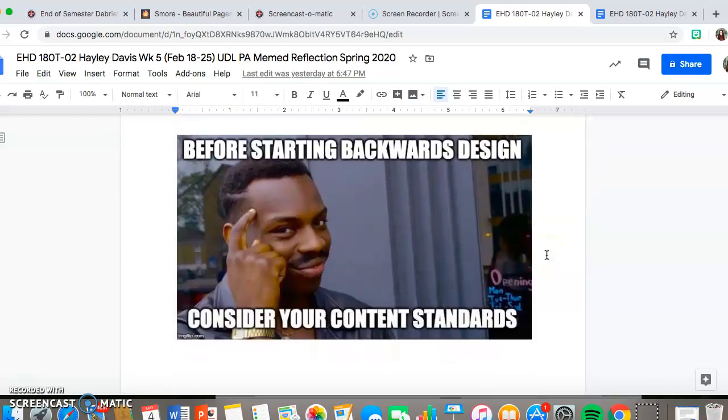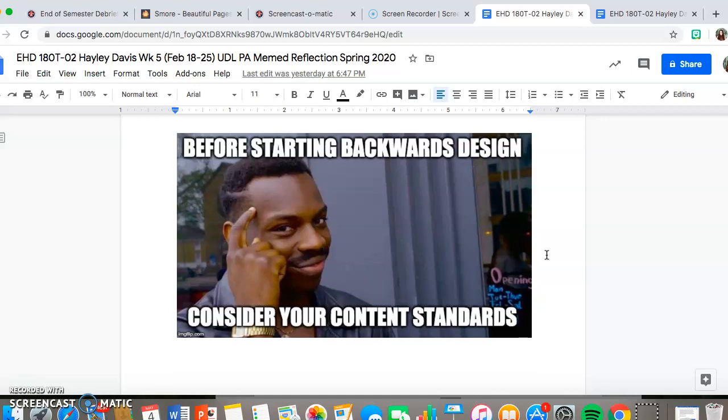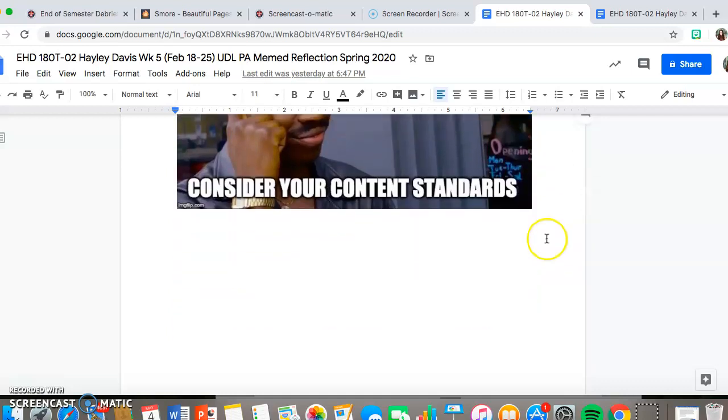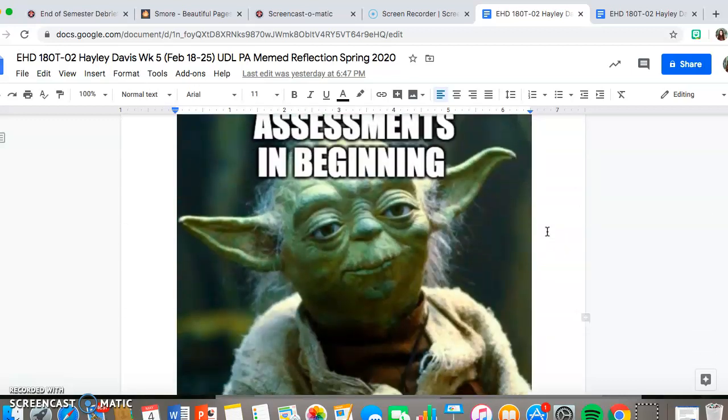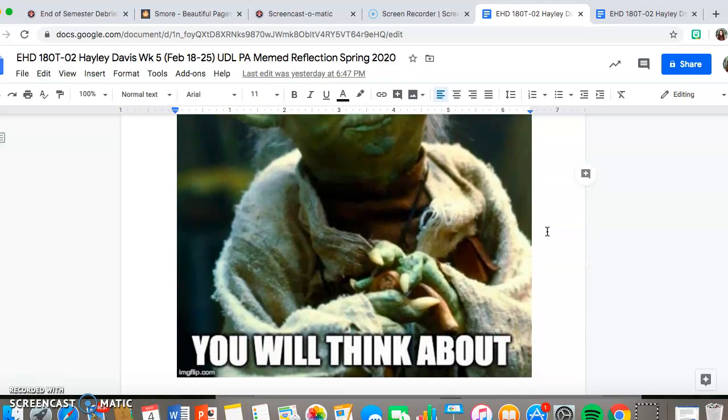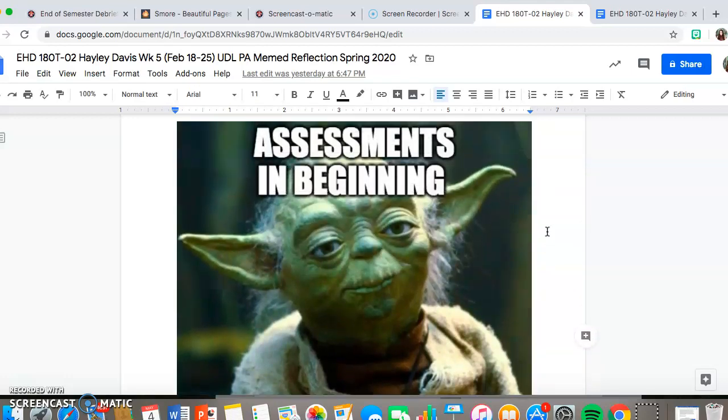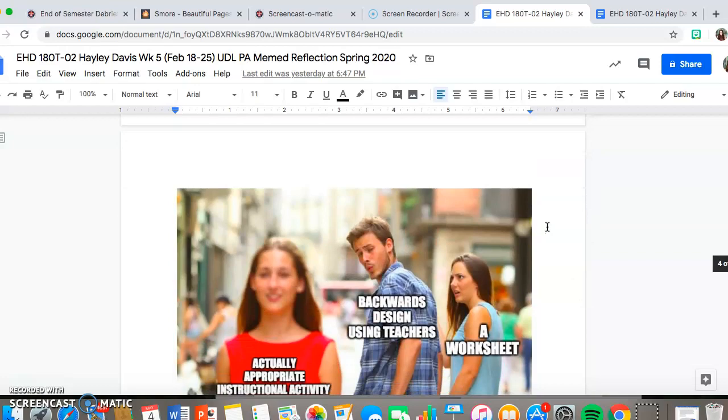And then here for the backwards design approach, before starting backwards design, consider your content standards, which I think is incredibly important when you are designing a lesson and using the backwards design approach. And then right here I have assessments in the beginning. Before even starting your activities and what you're going to be teaching, you should be understanding, okay, what do I need to assess, and have that be the main focus of your lesson.